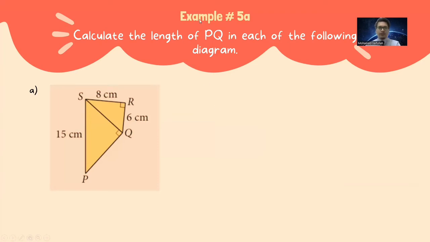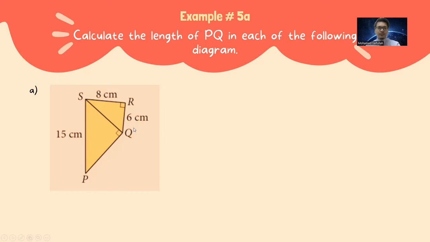So let's move on to example 5a. Calculate the length of PQ in each of the following diagrams. In PQ, we have two triangles. In order to find PQ, you need to know the value of SQ, so you need to find what the value of SQ is.